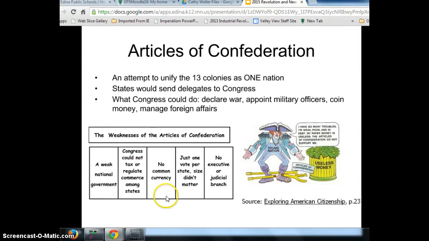Next time we'll look at the Articles of Confederation. So we're going to continue with the American Revolution, sort of thinking about what you know, and away we go.